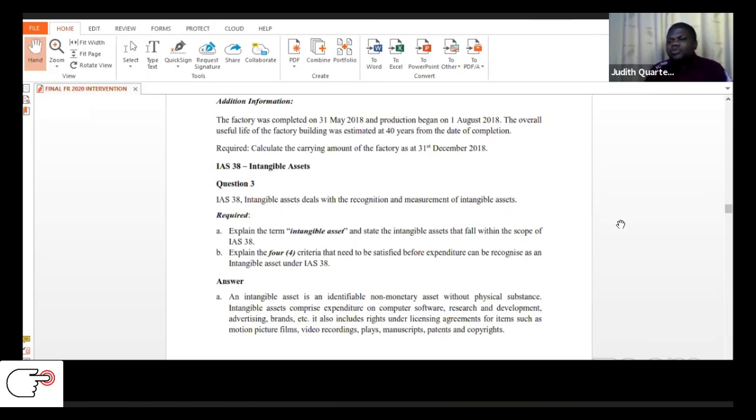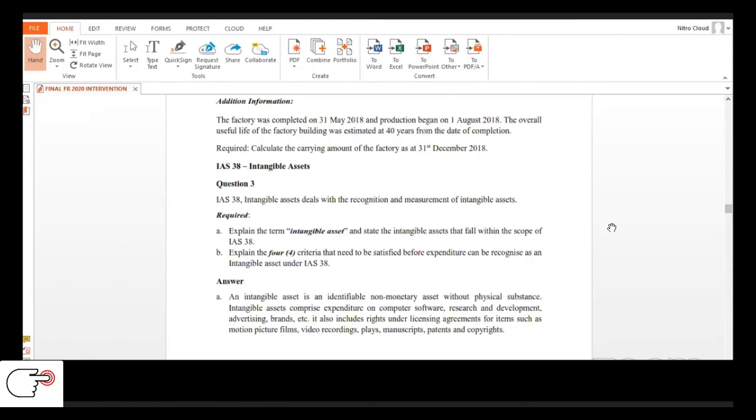Number three, there should be control. You should have control over the intangible asset. When we say that you have control, it means that you have the power to restrict others from having access to that asset. Then the last one, the benefit from the asset should flow to the entity.